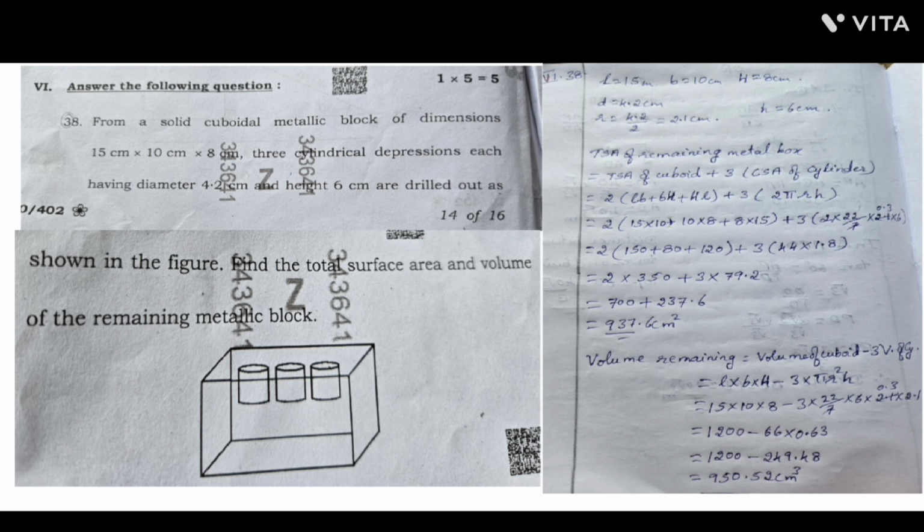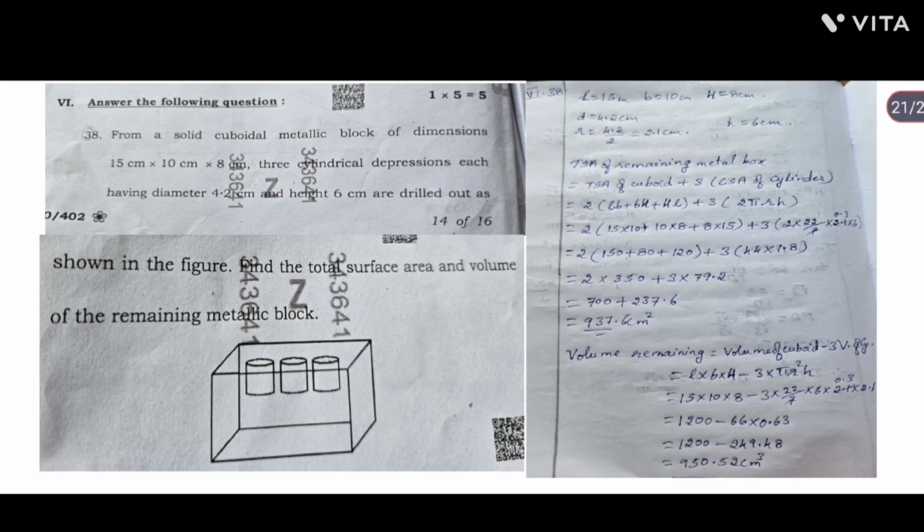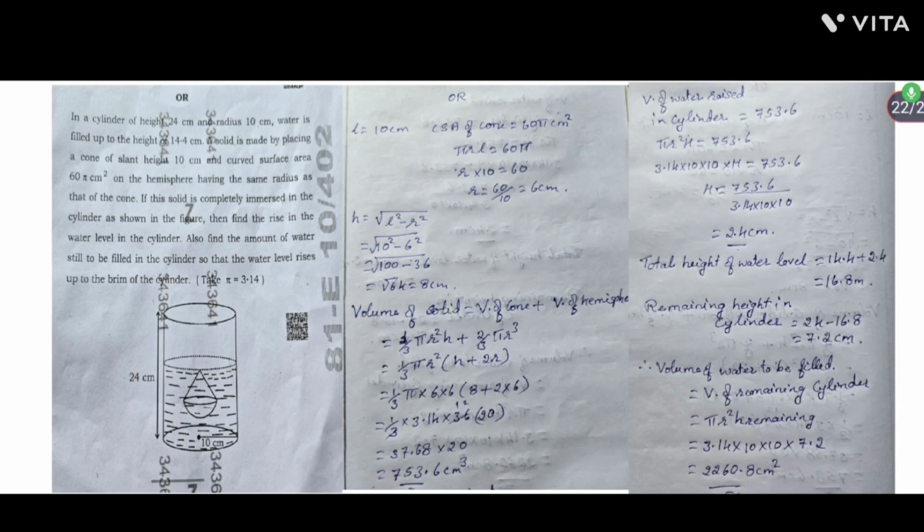Next, question number 38. You are finding the total surface area and the volume of the remaining metallic block. For that, you are using the formula TSA of the cuboid plus 3 times CSA of the cylinder for total surface area, and for the remaining block volume, it is equal to volume of the cuboid minus 3 times volume of the cylinder.